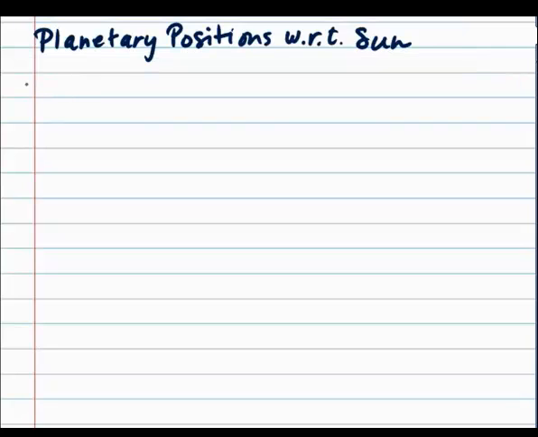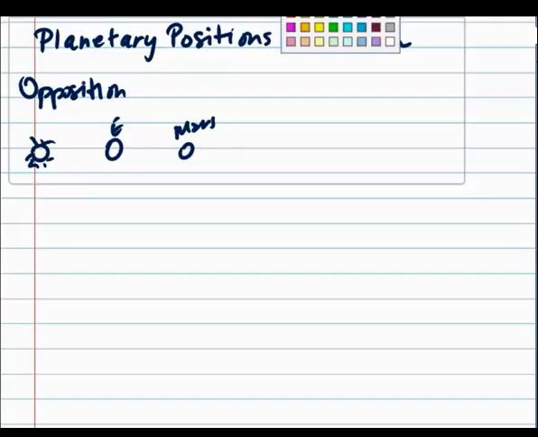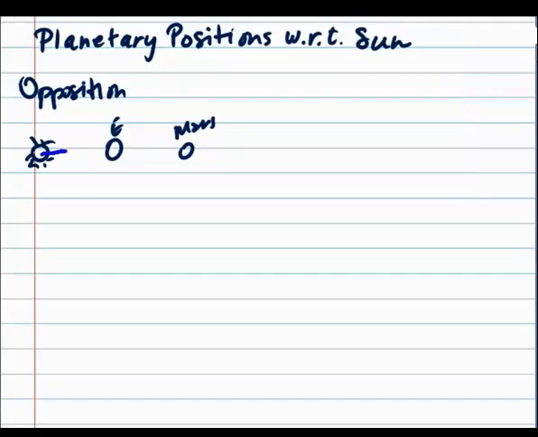So let's first start off with what we think opposition means. Opposition is when the Earth is located between the Sun and another planet. Why don't we put Mars out here as our planet? So you see that if you draw a line between the Sun to the Earth and then out to Mars, you have 180 degrees here. That's the farthest these two objects can get apart in the sky.